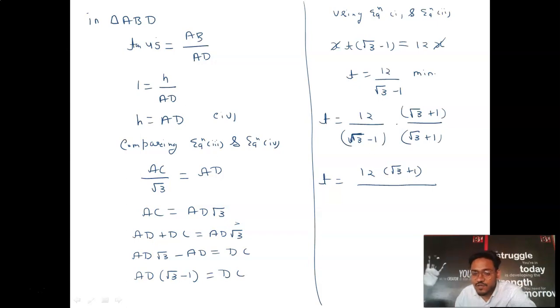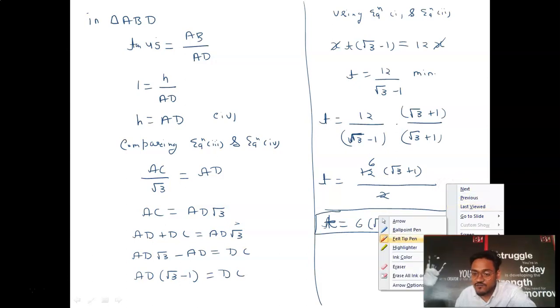Let me write here, root 3 square is 3, and 1 square is 1, so 3 minus 1, directly I am writing 2. So the required time is nothing but 6 into root 3 plus 1 in minutes. Students, very important question for your exams.